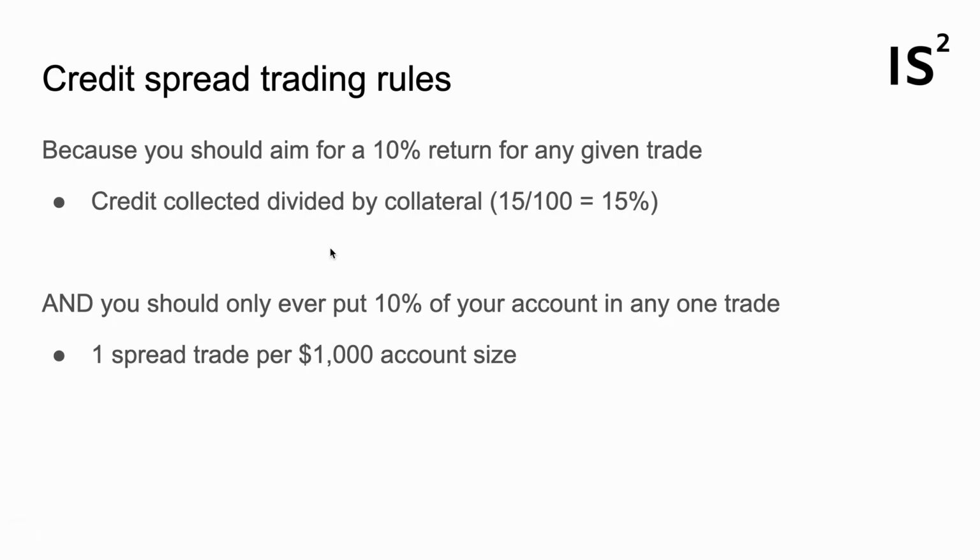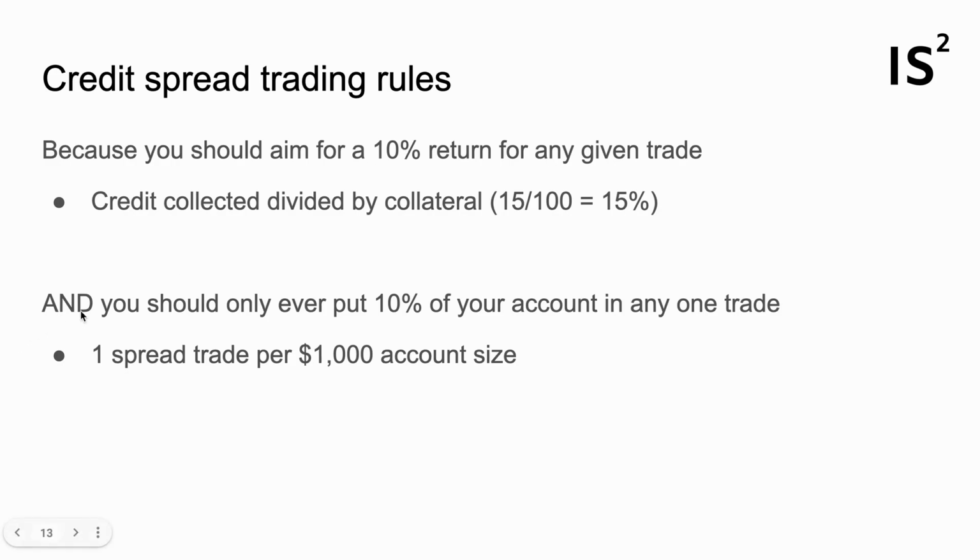So what are some credit spread trading rules that we need to remember? Well, this is 10% credit spreads, and everything revolves around 10% because that's the magic number that I found in all the statistics for credit spreads. You should aim for a 10% return on any given trade. I personally like to aim for 15% of the collateral. So again, the credit collected divided by the collateral, $15 divided by $100, gives me a 15% return for that trade. That is your ideal premium collection. You want to at least collect 10%, but if not, around 15%.